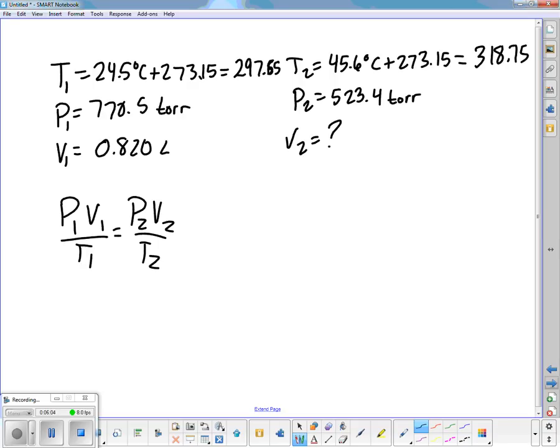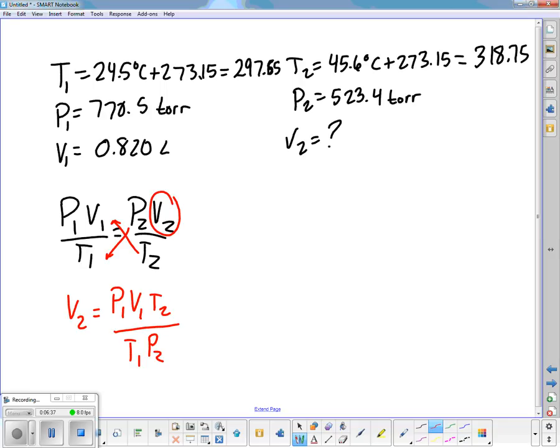Okay, so we got our temperatures. Now we are searching for V2. We're trying to get this one. You can go ahead and just plug everything in and then solve for V2, but I like to solve for the letter first and then plug everything in. Then I just have one thing to do. All I have to do is multiply both sides by T2 and divide both sides by P2. So I end up with V2 is equal to P1 V1 T2 divided by T1 P2.